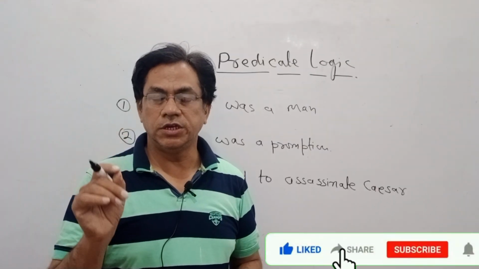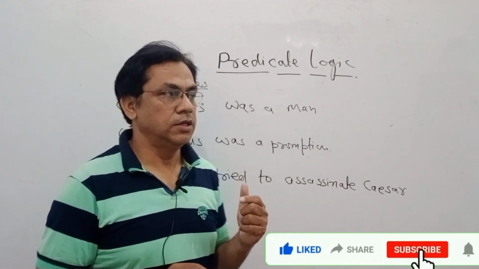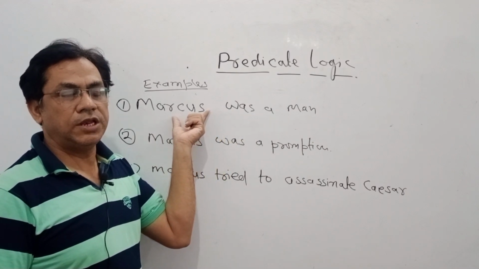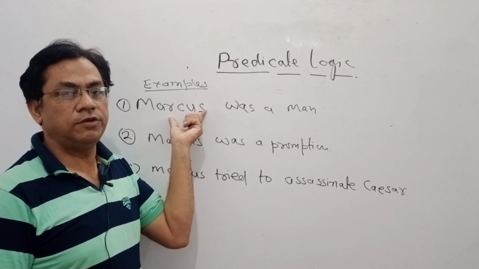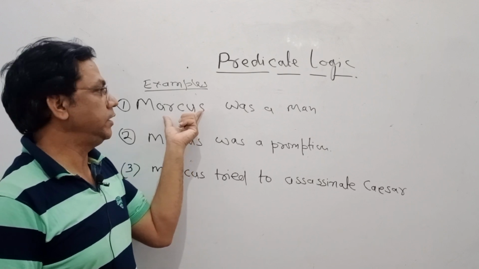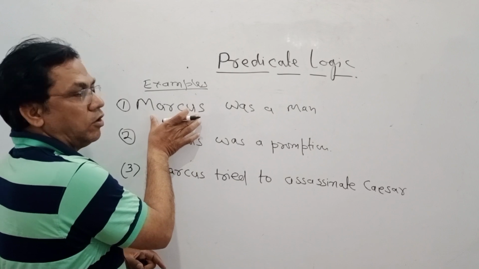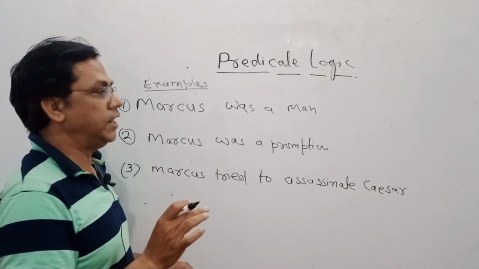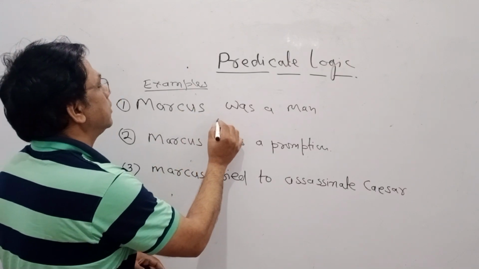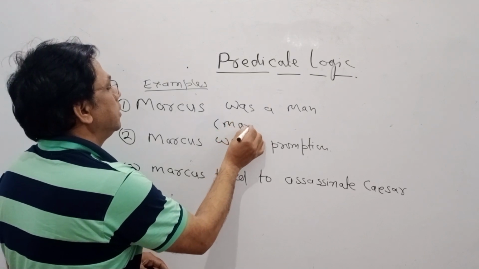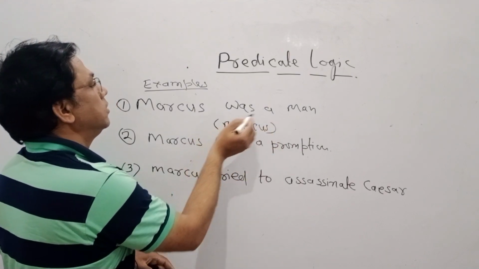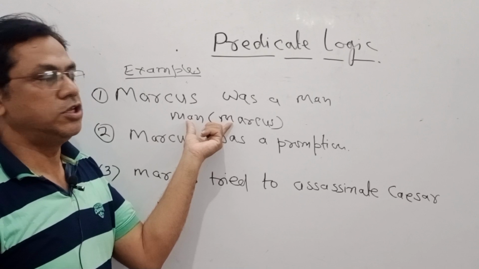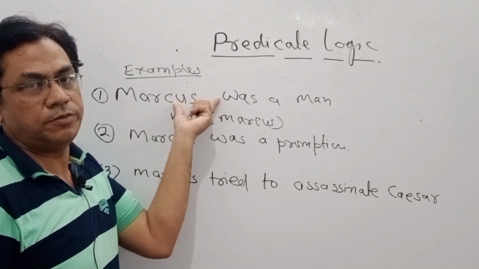To explain predicate logic, I have taken some examples here. The first example is "Marcus was a man." How do I show this in predicate logic? Here, Marcus is the object and this is its property. Whenever you require predicate logic, you put Marcus in brackets and put the property before the object. This is the predicate logic of this knowledge representation.